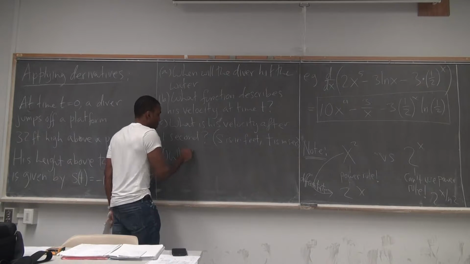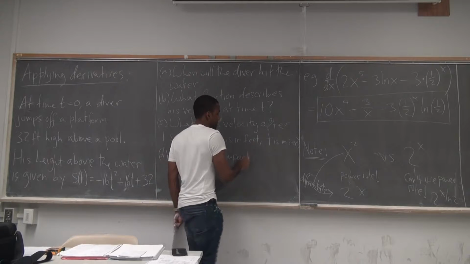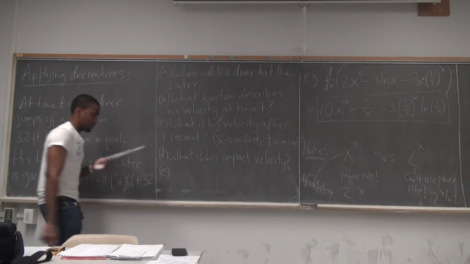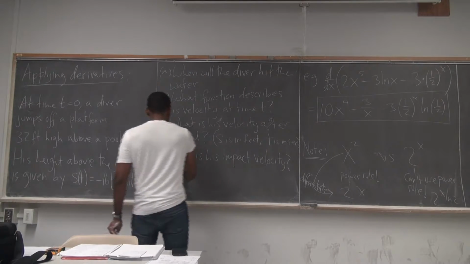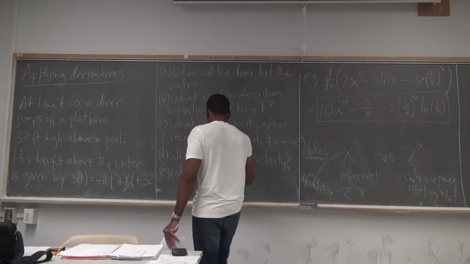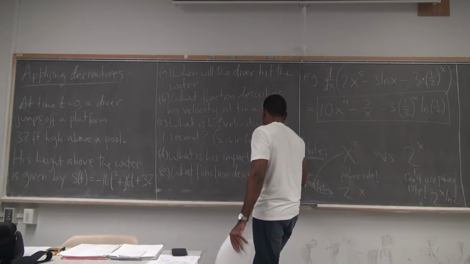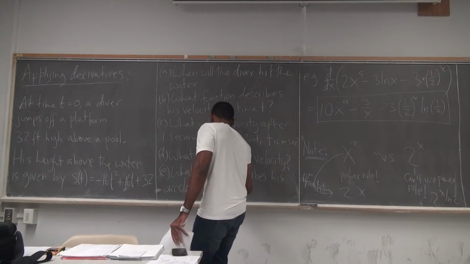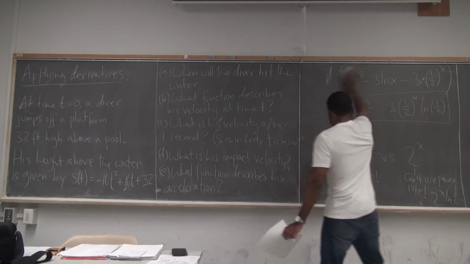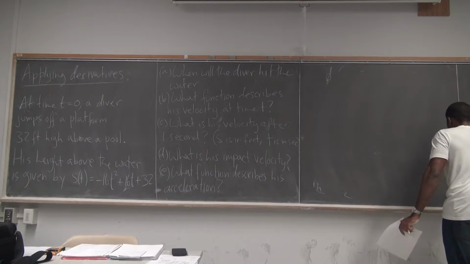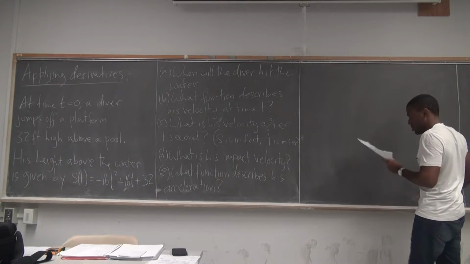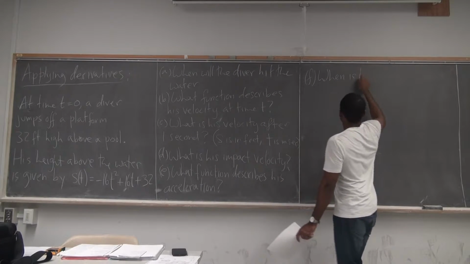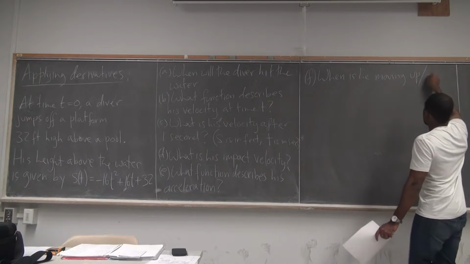D. What is his impact velocity? That means when he hits the water, how fast is he moving at that point? E. What function describes his acceleration? That's the rate of change of his velocity. F. When is he moving up and down?